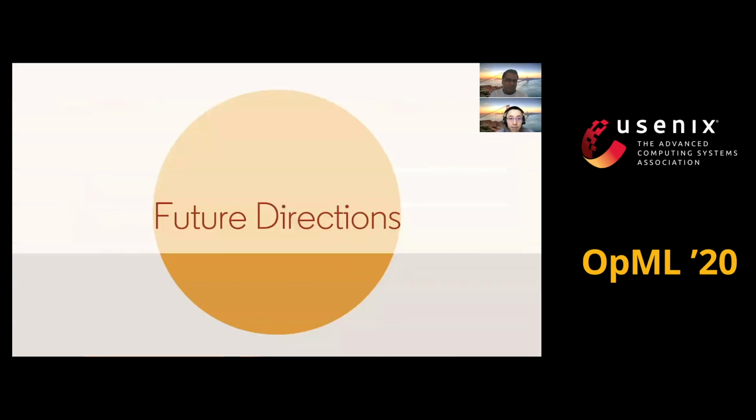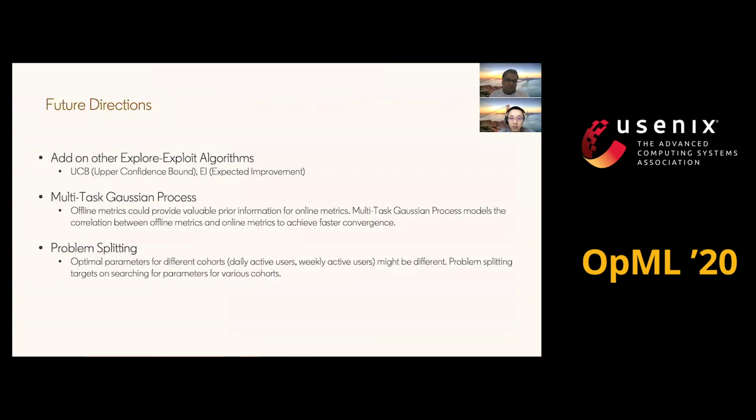We still have a lot of interesting directions to explore, although our system is already in production. First, the direction is that we can add other exploit algorithms. Examples include the upper confidence bound and the expected improvement.